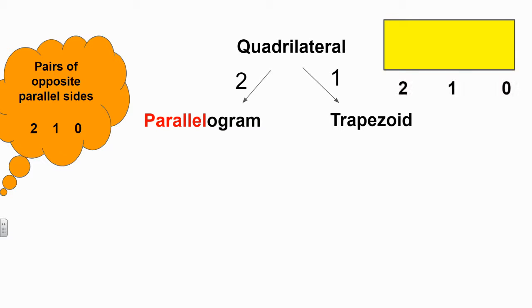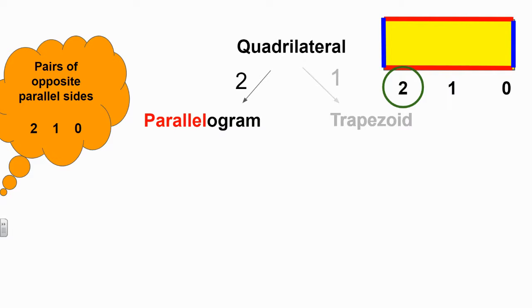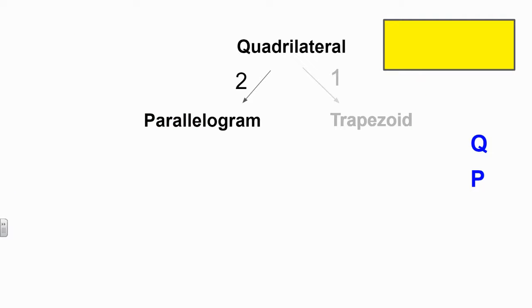So if we take a look at the shape we have in the corner, and we want to decide, is it 2, 1, or 0? Well, here's our first pair of opposite sides, definitely parallel. And here's our second pair of opposite sides, also parallel. So this figure has two pairs of opposite sides that are parallel, which makes it a parallelogram and not a trapezoid. And so we know that this shape is a quadrilateral because it's a four-sided polygon, but we can also call this shape a parallelogram. Okay, and again, the further down we go, the more specific we're being.